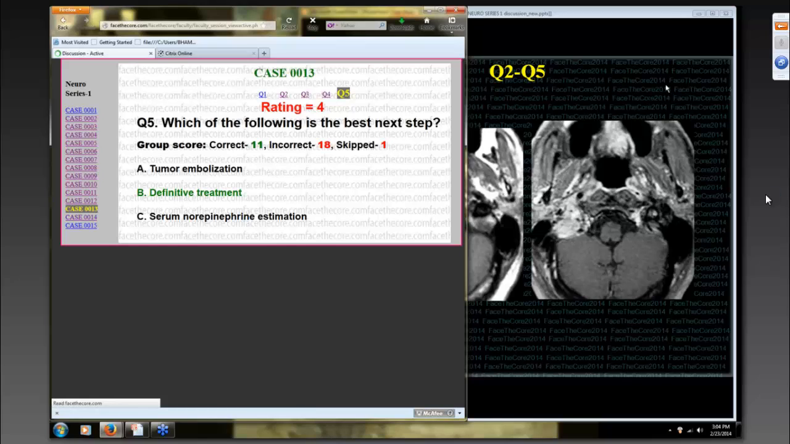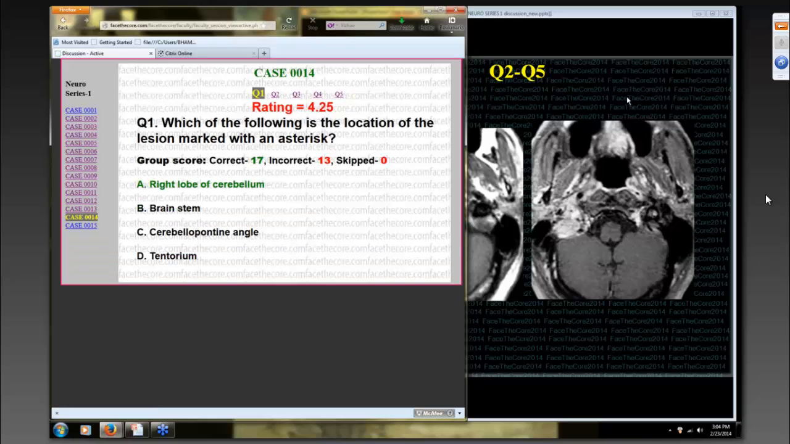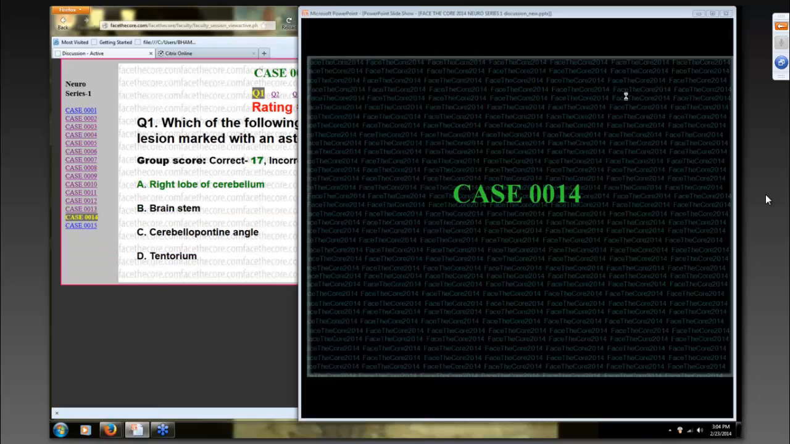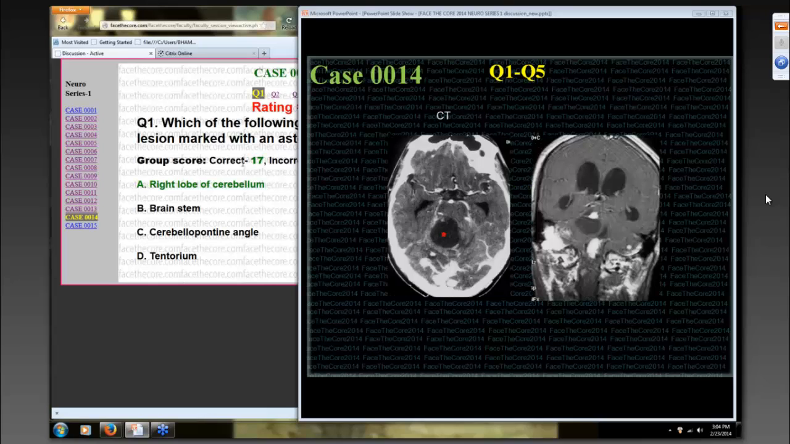Moving on to case number 14. I think it's going to take another 5 minutes. Bear with me, and I'll try to finish these two cases as quickly as possible.